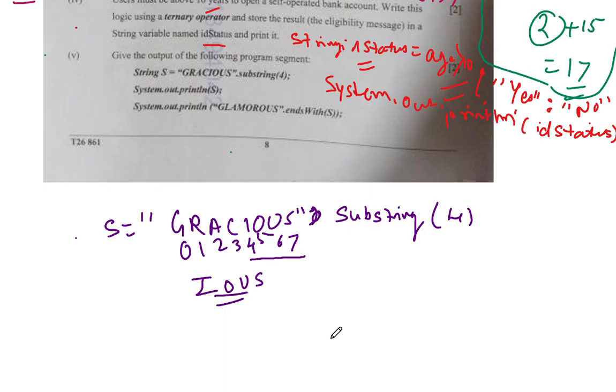Glamorous ends with S or no? So for the first, my output will be IOUS, and glamorous, yes, this ends with S. And this endsWith function will return true as it is ending with S.